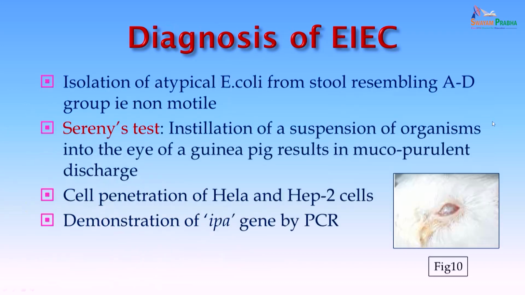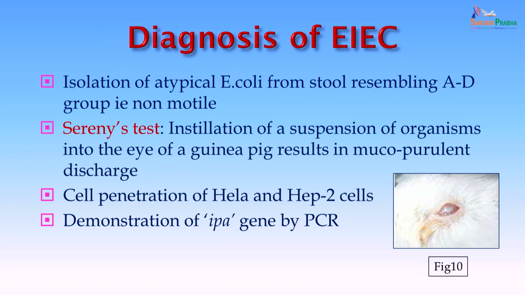So, this is what you see in the stool of the patient with diarrhea caused by this particular organism. Now, you can pick up that this particular E. coli is the enteroinvasive E. coli. Apart from the clinical symptoms, you will get the isolation of an atypical E. coli from stool resembling the Alkalescens-Dispar group, that is, it is non-motile and it may not ferment sucrose.